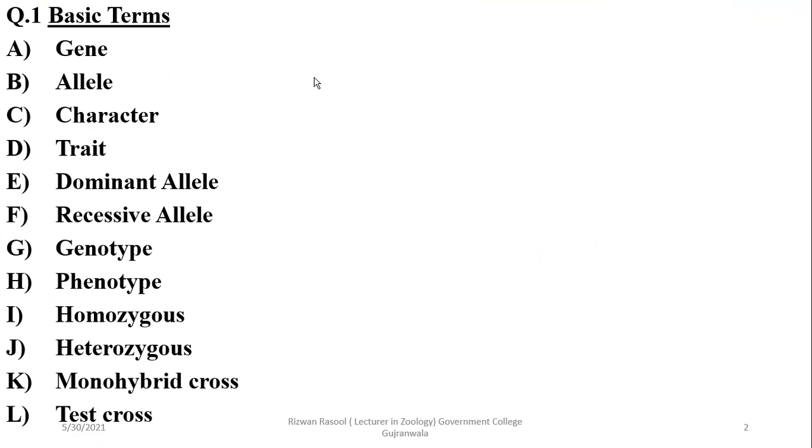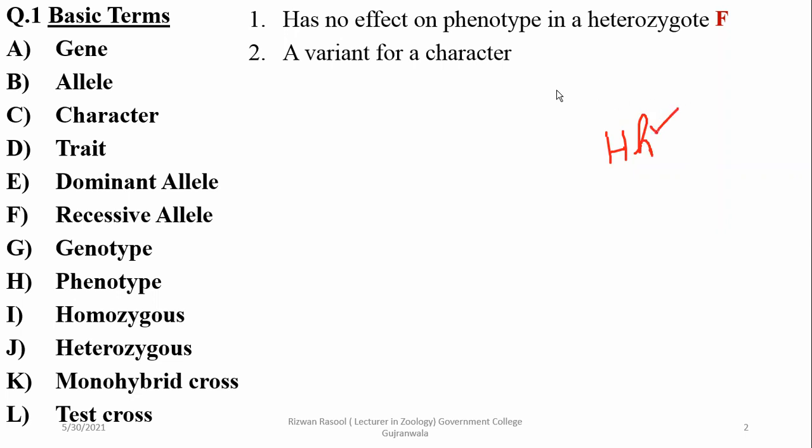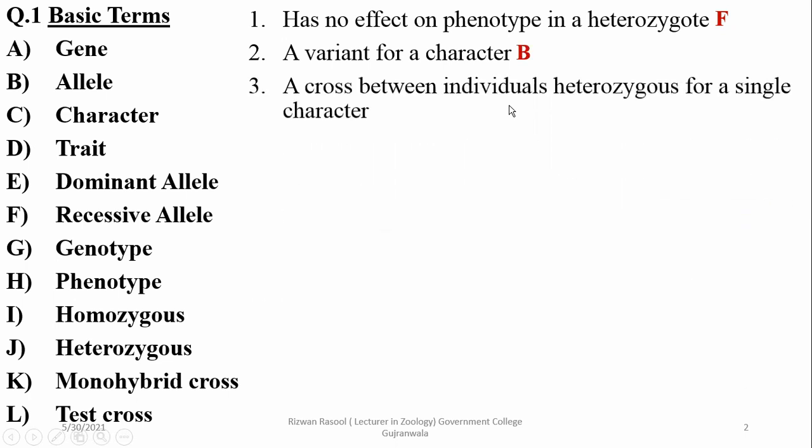Here is a question related to the terms: which of the following has no effect on phenotype in a heterozygote? We know that during heterozygous condition, the recessive allele does not affect the phenotype of that individual at all. So F is the right option, recessive. Second question related to these basic terms: a variant for a character is an allele. So the right option is beta.